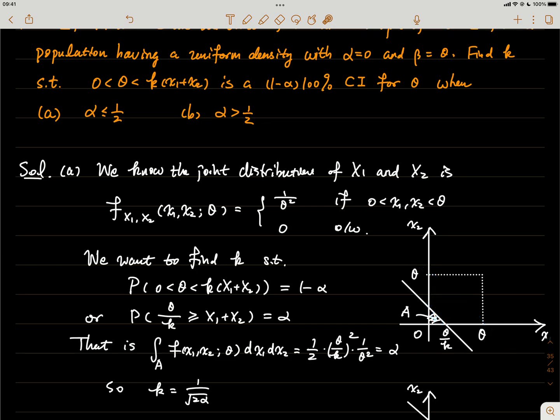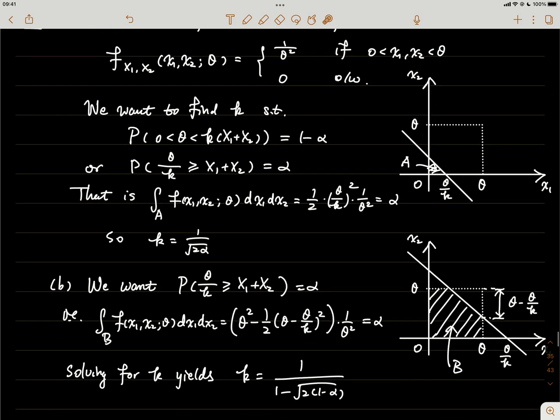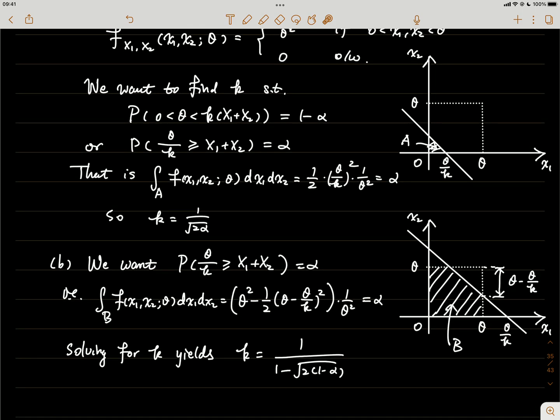So if your alpha is less than 1/2, you have to make sure the line is something like this, not going there. For alpha greater than 1/2, the line will be somewhere there, and that's the case here. For alpha greater than 1/2, we still need to find this k such that this probability is equal to alpha. Now the line is here, and we need the probability equal to alpha.